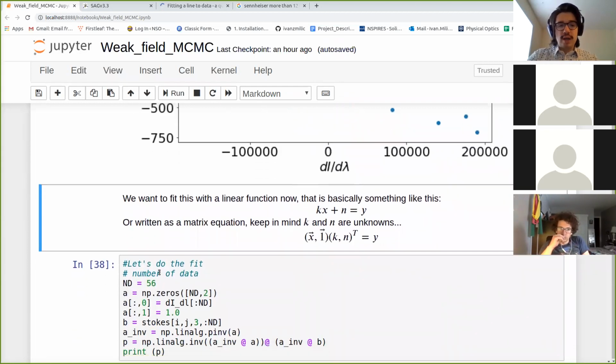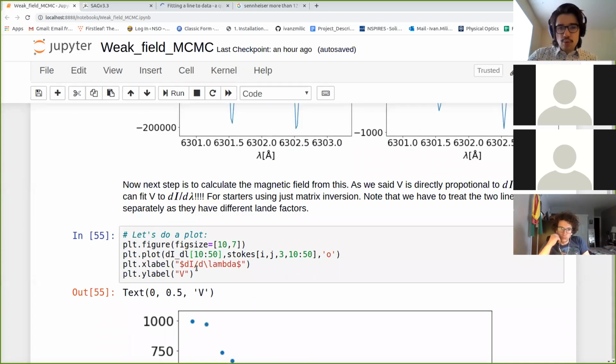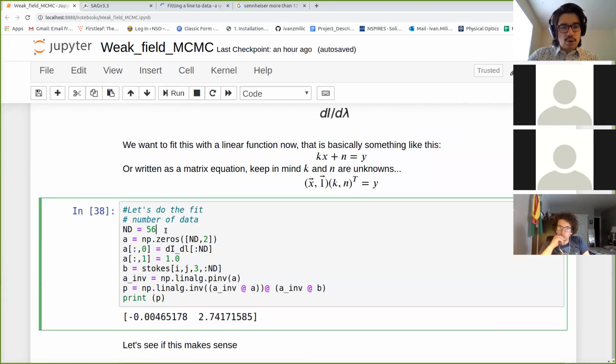So now we're going to cast this as a linear problem. I have 40 data points, right? And these data points are, as we said, from 10 to 50 here.